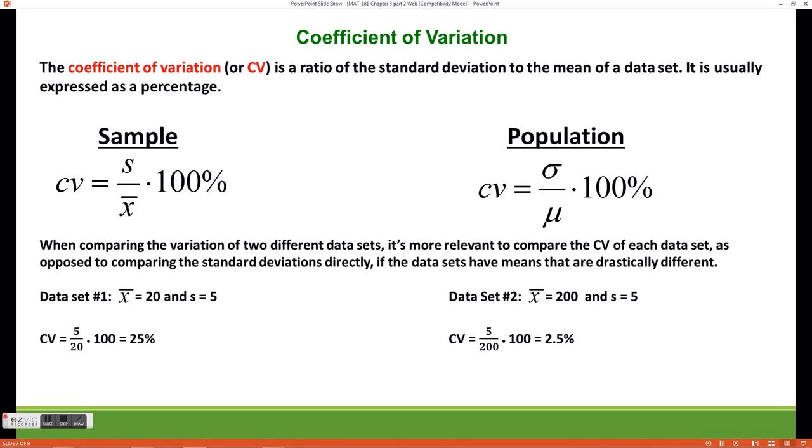It would be more fair to compare what's called the coefficient of variation, which is a ratio of the standard deviation compared to the mean. We would say that for dataset 1, the variability relative to the mean is much higher. It's 25% for dataset number 1 versus 2.5% for dataset number 2. I calculated those by taking the standard deviation and dividing by the mean, and then I multiplied by 100 to turn it into a percentage.